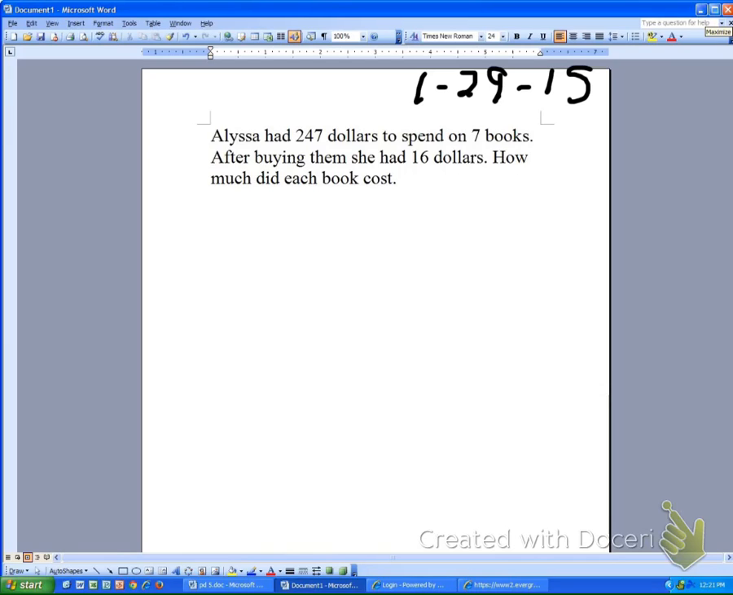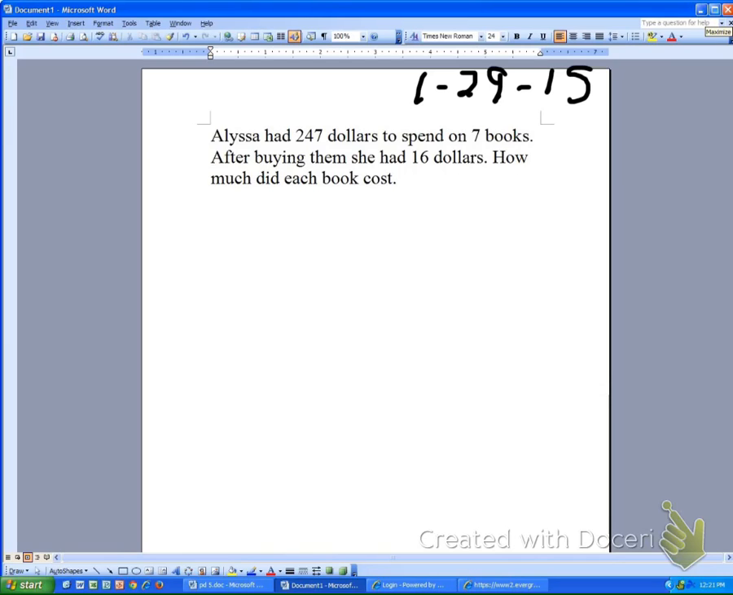Okay, so for this first problem, Alyssa had $247 to spend on 7 books. After buying them, she had $16 left. How much did each book cost? Now again, remember that last sentence is telling you how to define your variable. And that last sentence said, how much did each book cost?